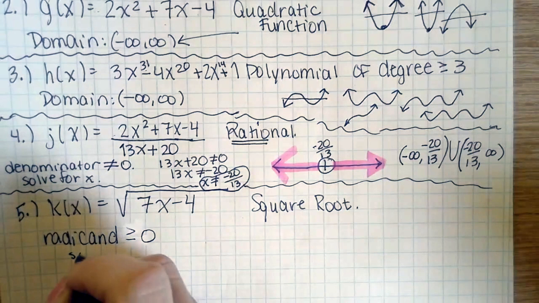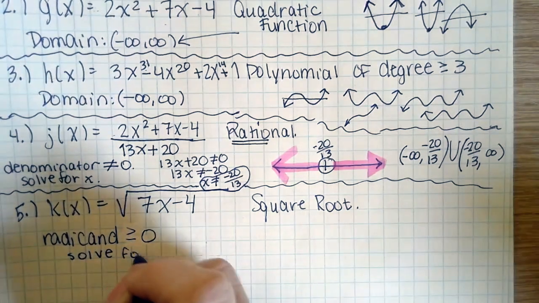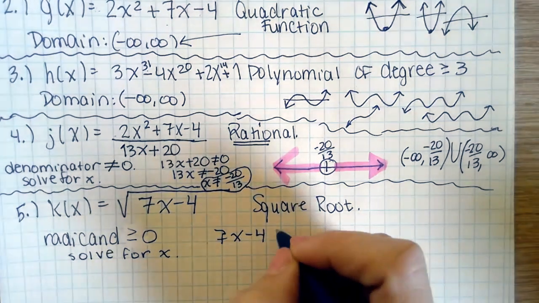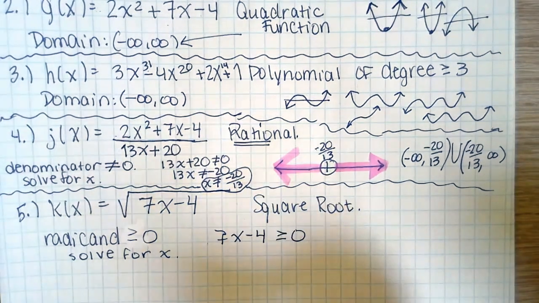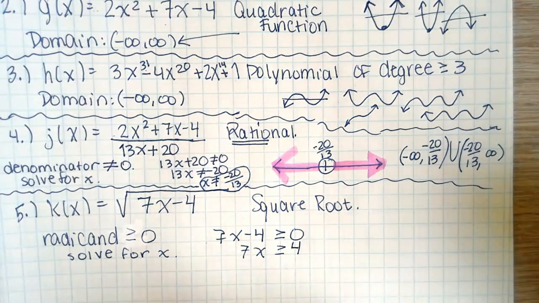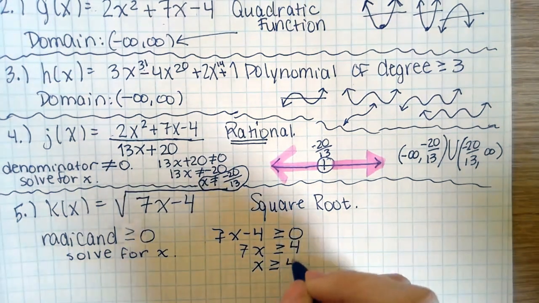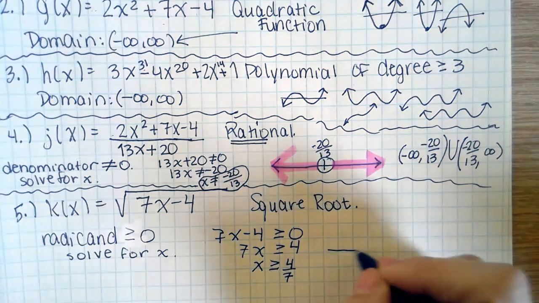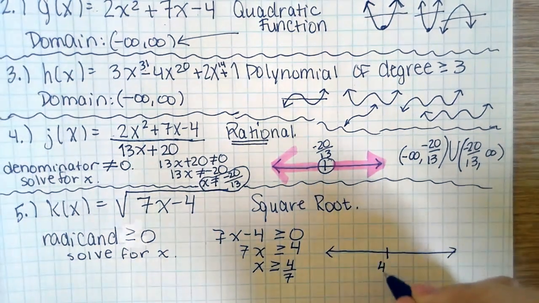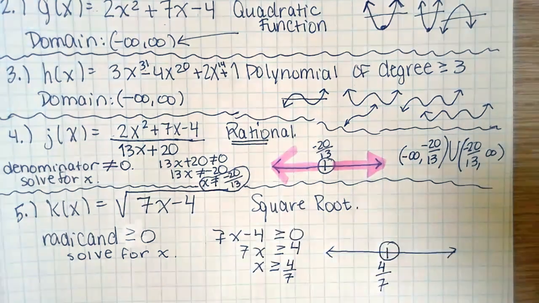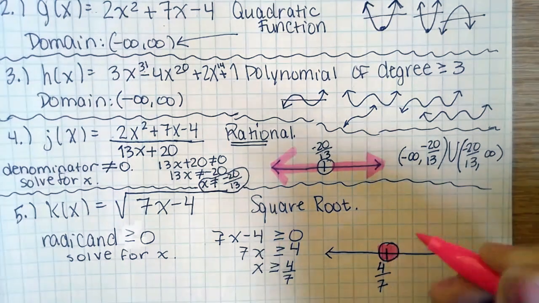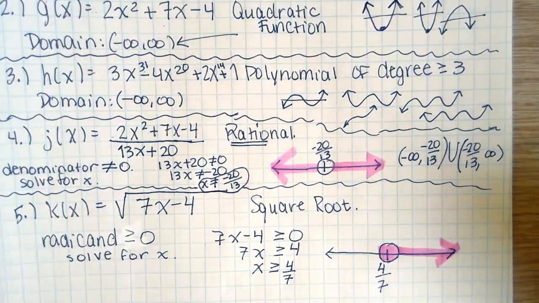So you set your radicand greater than or equal to 0, and then solve for x, and you get your domain. So 7x minus 4 is greater than or equal to 0. Add 4. 7x is greater than or equal to 4. Divide by 7. X is greater than or equal to 4 over 7. Visually, I would suggest the number line. All we need is one tick mark. That's 4/7. Greater than or equal. Colored in or no? Colored in. And which way do we shade? To the right.